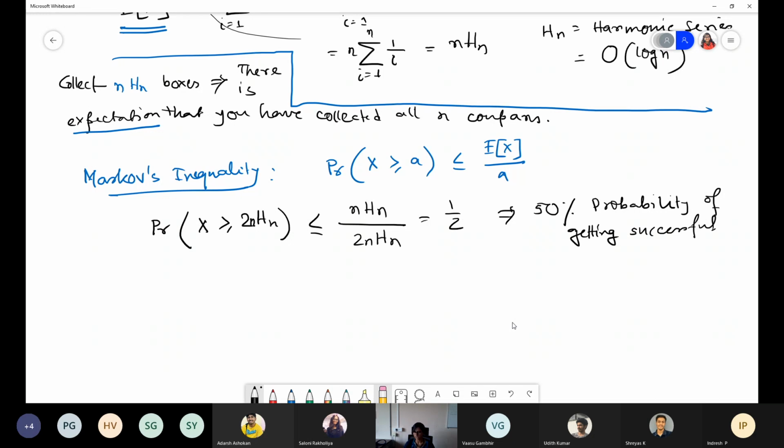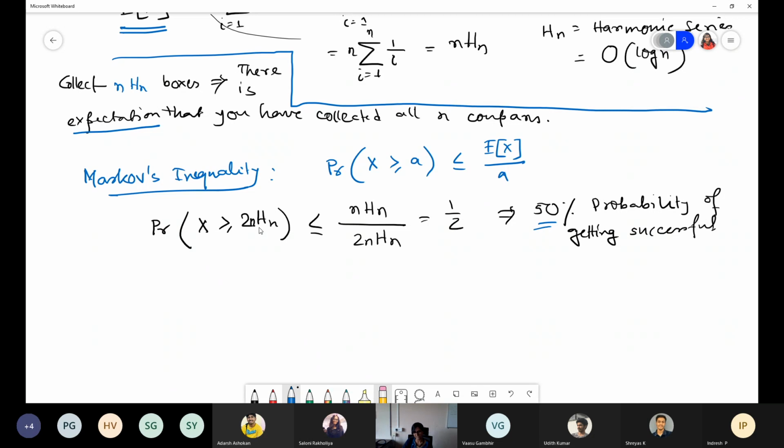The first tail distribution is Markov's inequality. Here, see, I am taking twice the expected number of boxes, and I am taking this size. If I take this size, then what is the probability of winning? This probability is 50%. But we might not be happy with it.